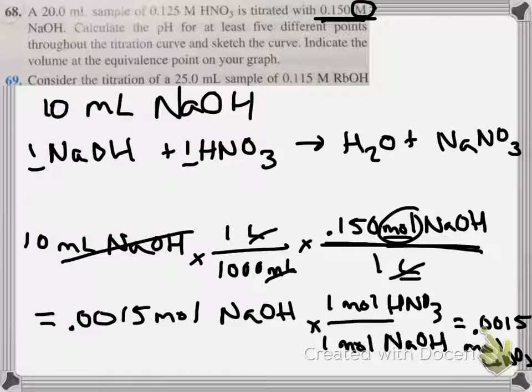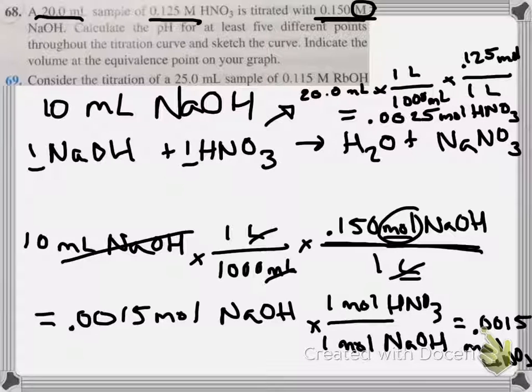Okay? So this is how much base I have. How much acid do I have? So I need to do the same thing with my acid. And notice with my acid, I'm given 20 milliliters and 0.125 molar. So I'm doing exactly the same thing. So 20 milliliters of 0.125 molar nitric acid is really 0.0025 moles of nitric acid.